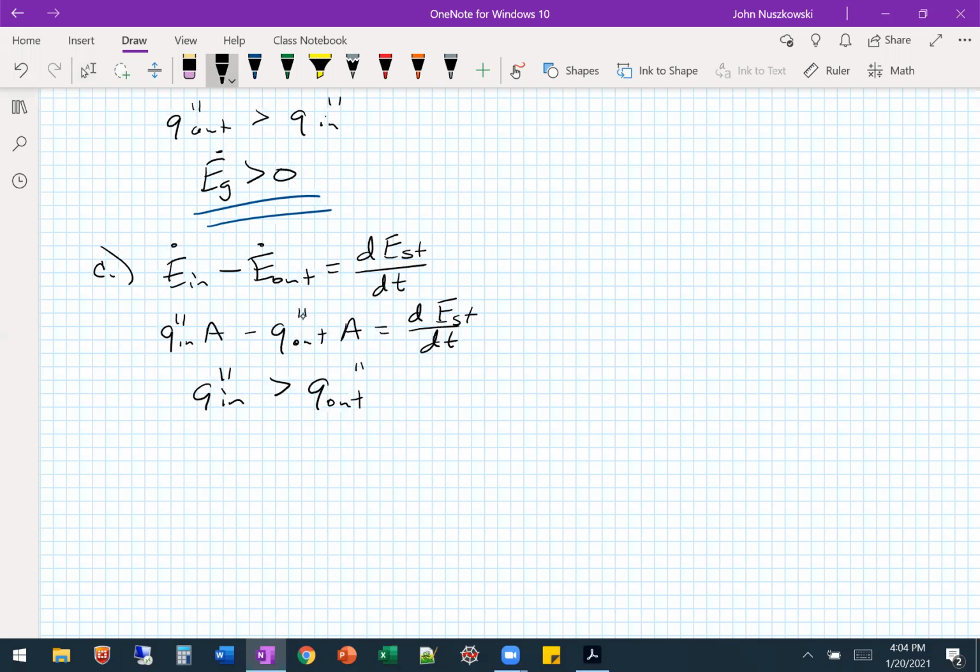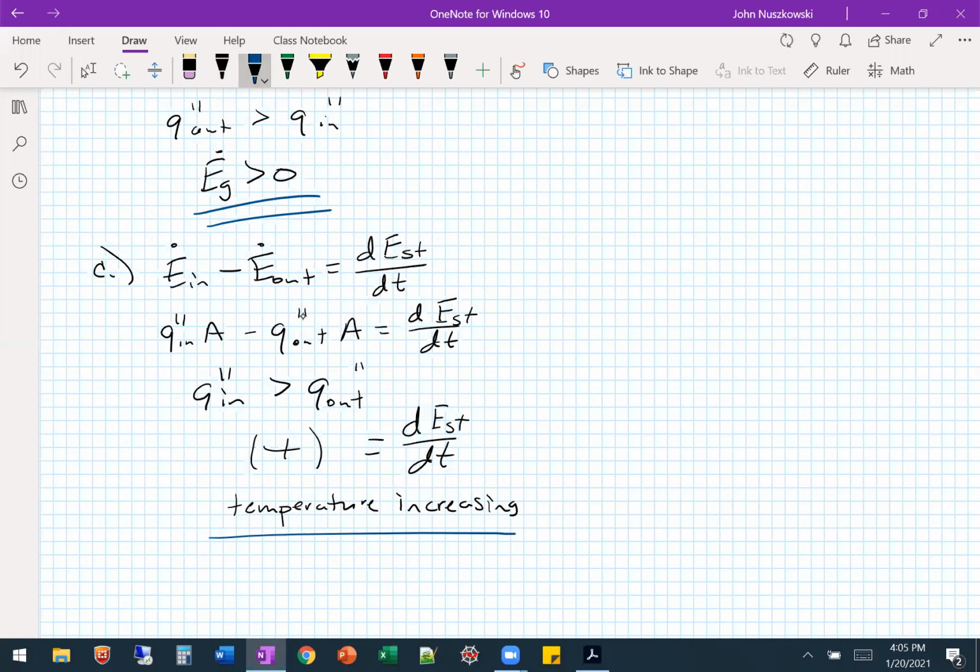So then we're going to be left with positive energy stored, dE/dt. So that means we're putting energy into the control volume, which would increase the temperature with respect to time. Okay.